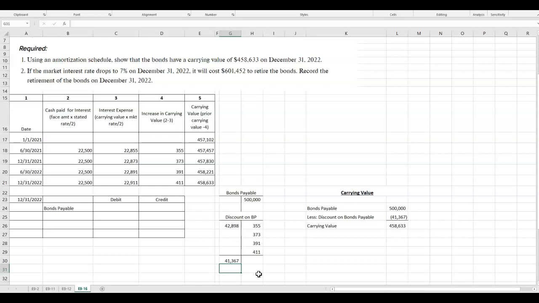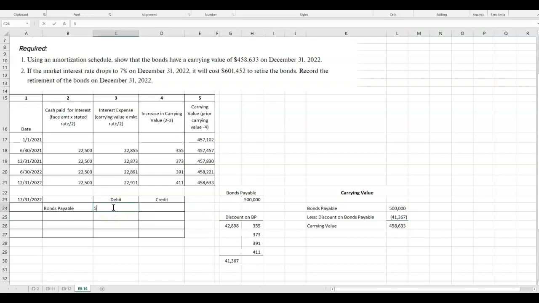So our discount account is now 41,367, and our carrying value is 458,633. I'm not sure you really need to know all of that, but I want you to understand how it got there and what we're doing, why we're doing what we're doing.